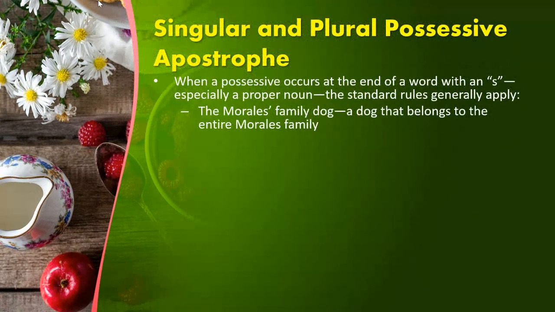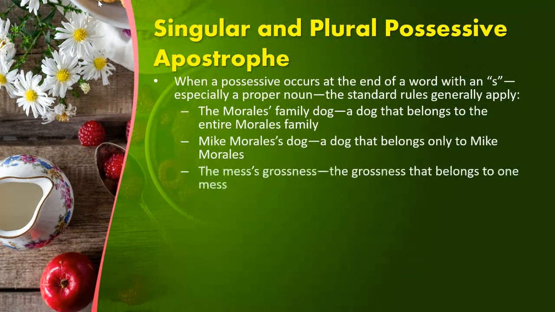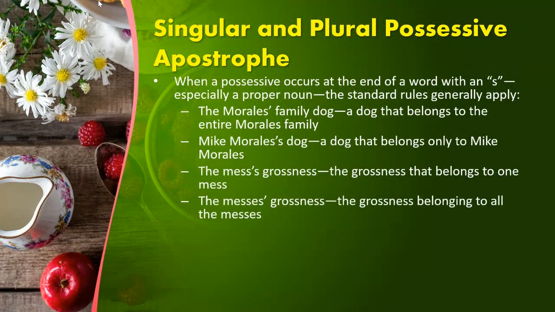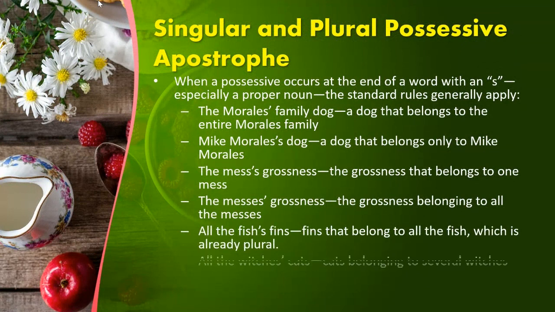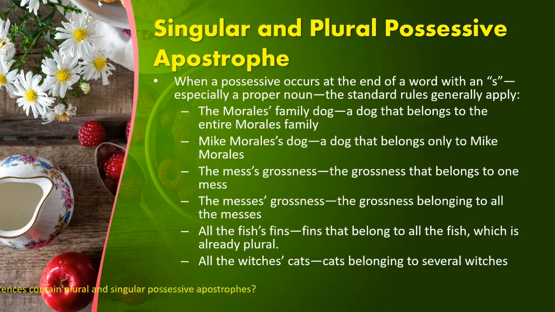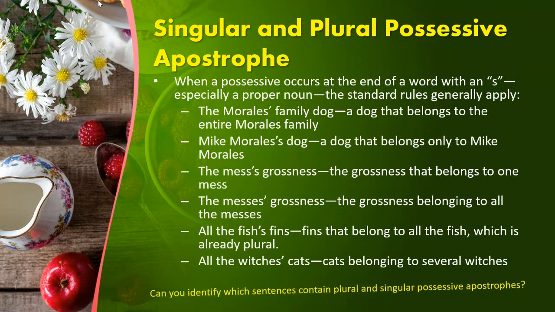When a possessive occurs at the end of a word that already ends in the letter S, especially if the word is a proper noun, the standard rules generally apply. The Morales' family dog indicates that the dog belongs to the entire Morales family. Mike Morales' dog indicates that the dog belongs to only Mike Morales.